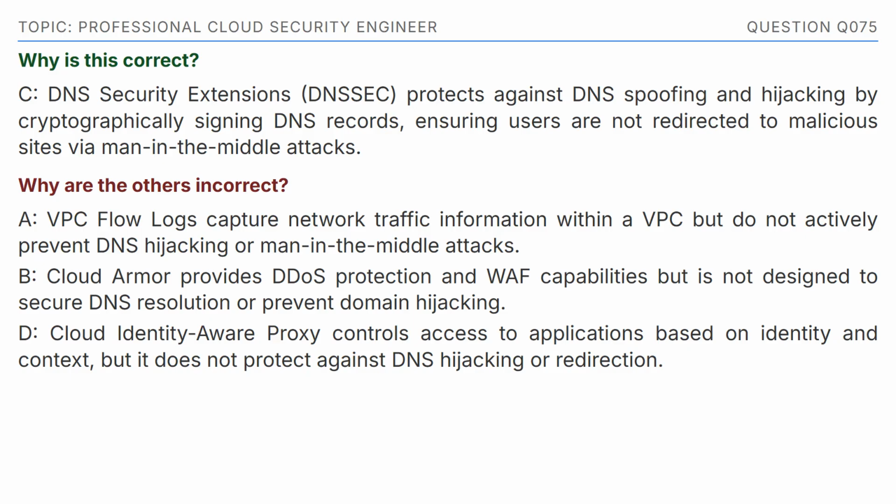Why are the others incorrect? A. VPC flow logs capture network traffic information within a VPC but do not actively prevent DNS hijacking or man-in-the-middle attacks. B. Cloud Armor provides DDoS protection and WAF capabilities but is not designed to secure DNS resolution or prevent domain hijacking. D. Cloud Identity Aware Proxy controls access to applications based on identity and context, but it does not protect against DNS hijacking or redirection.